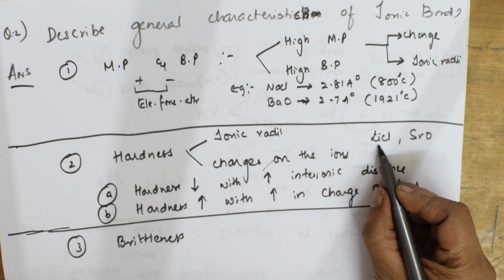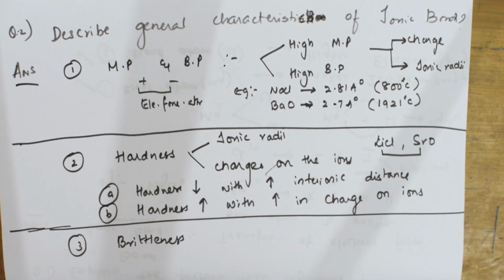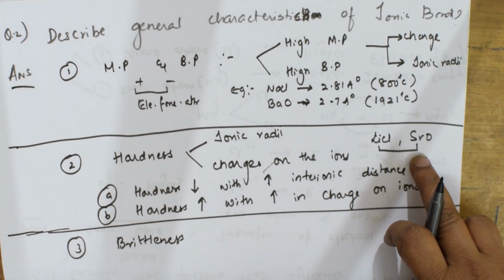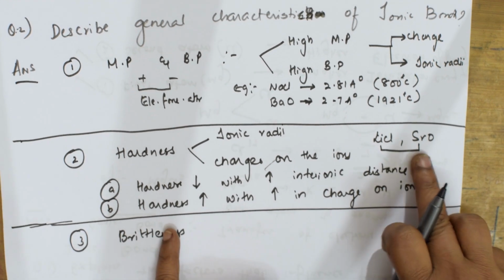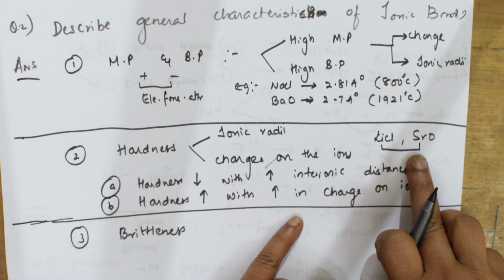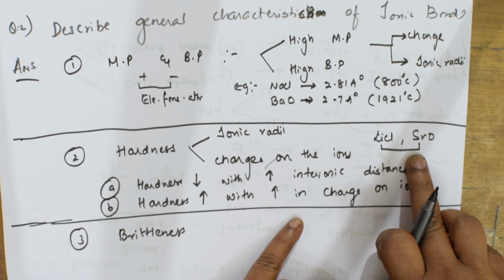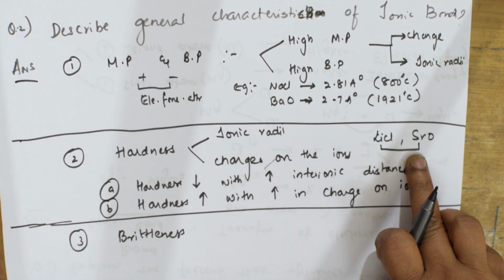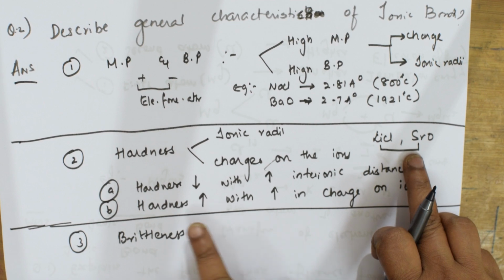So when I move from lithium, the charge is Li+, and I am going to move to strontium. Strontium charge is Sr2+. So what will happen? As I said, as the charge increases, the hardness of the crystal also increases, because they're tightly packed, isn't it? So the hardness also increases.